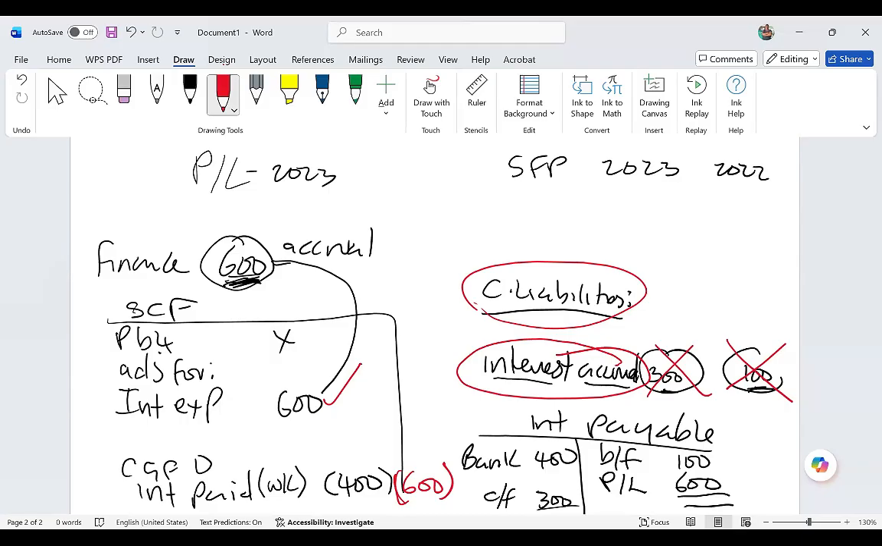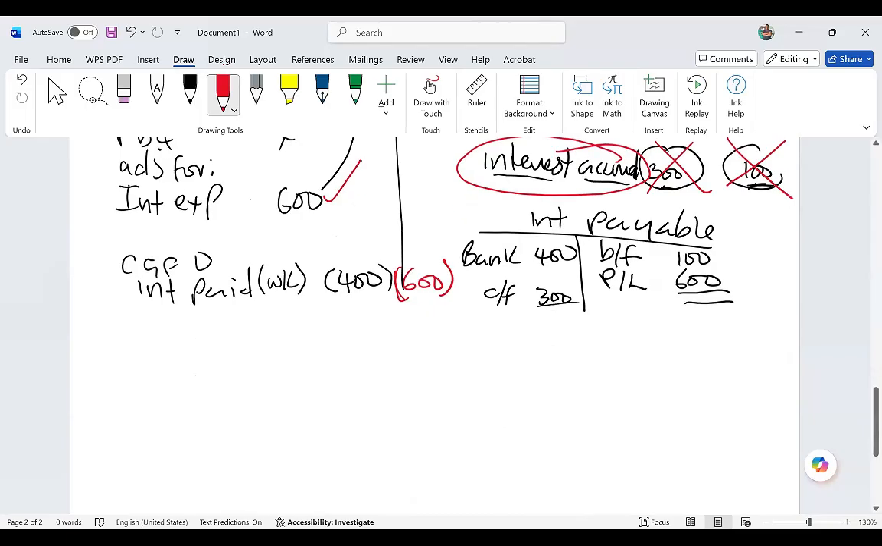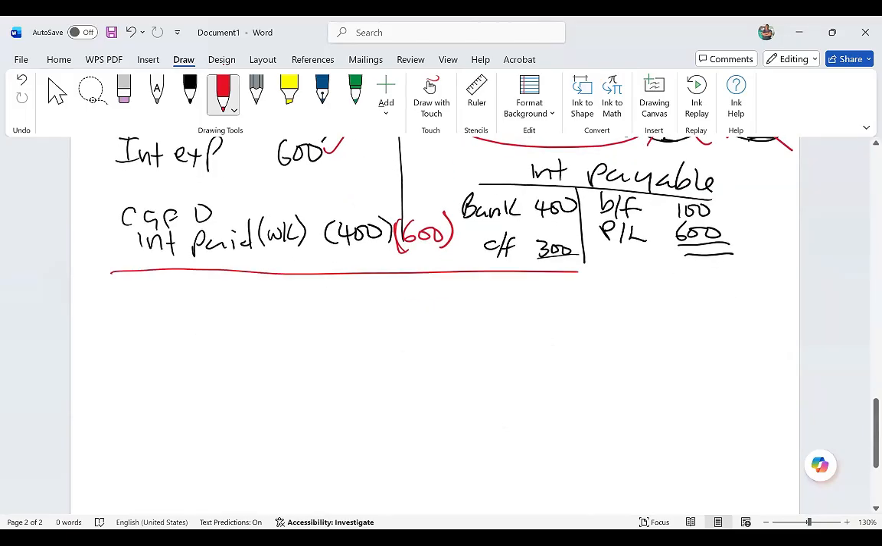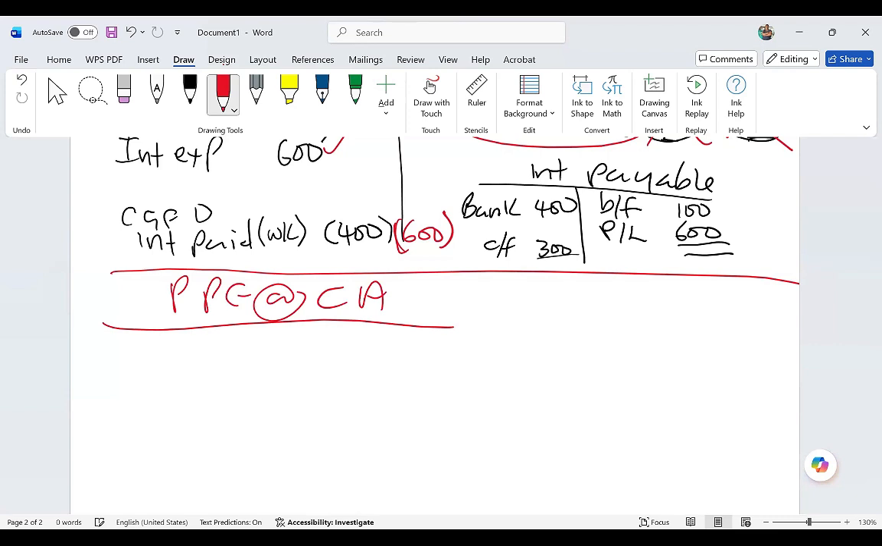Then the other question is someone is asking to say, one way is to do a PPE at carrying amount for you to get cash paid to acquire PPE for investing activity. The other method is to use PPE at cost.